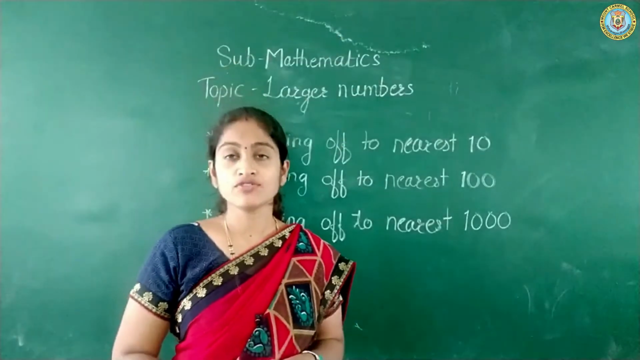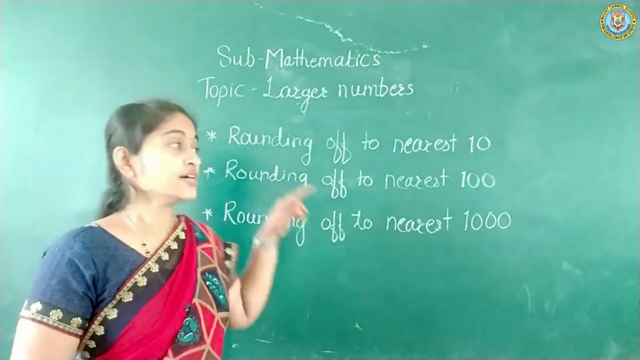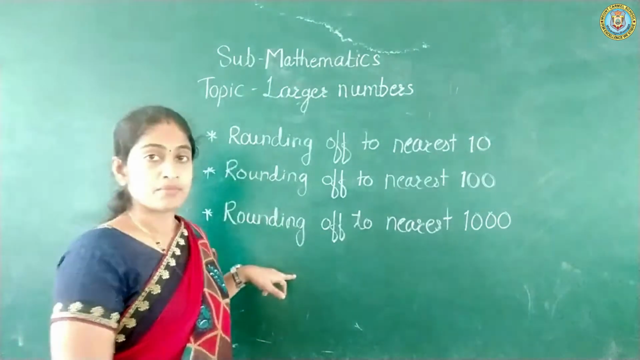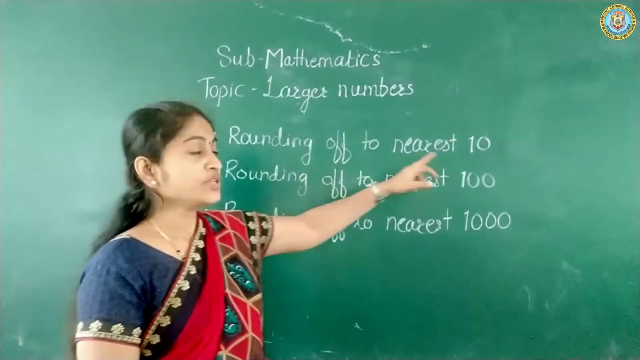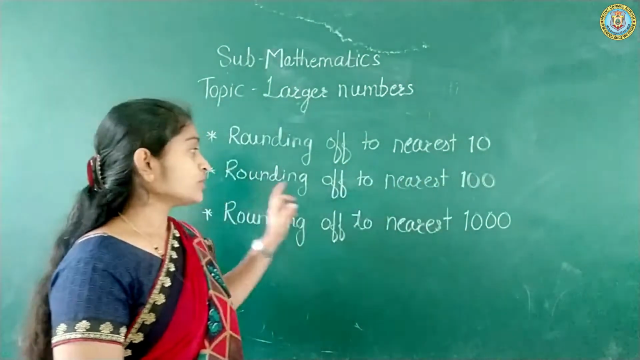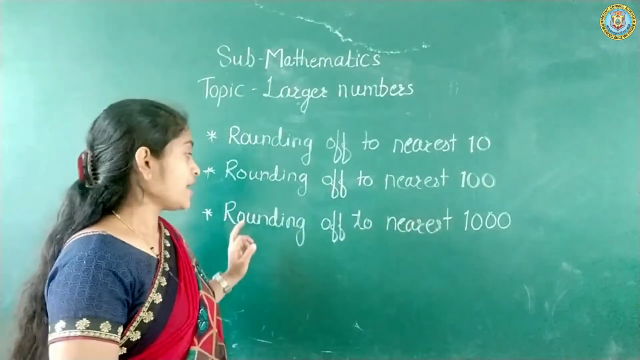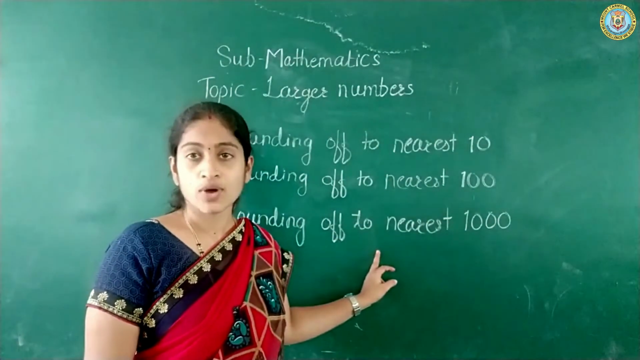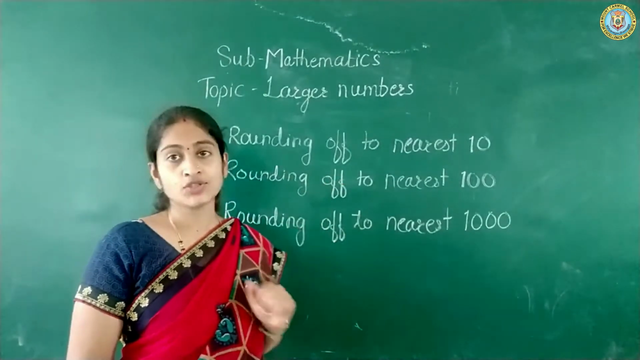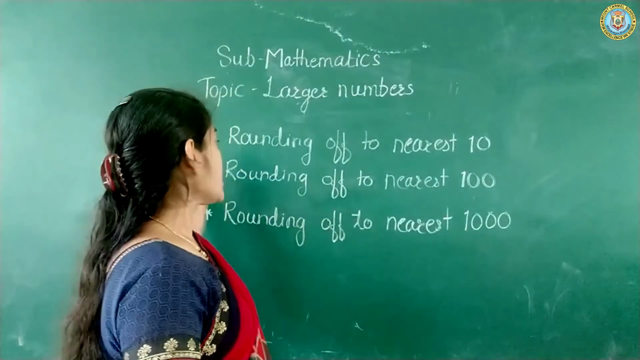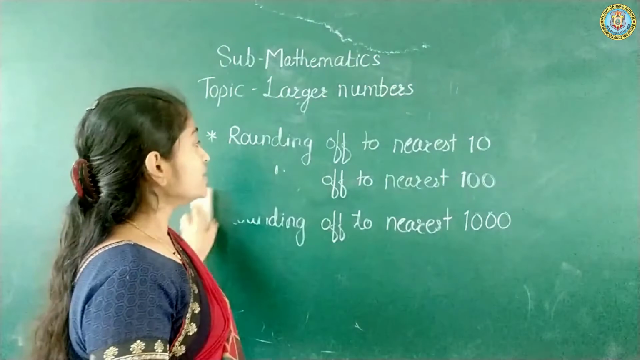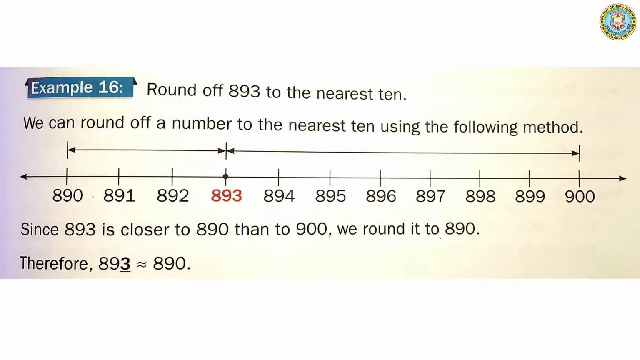In this rounding off concept, we will learn three types: rounding off to the nearest 10, rounding off to the nearest 100, and rounding off to the nearest 1000. We will see them one by one. We will start with rounding off to the nearest 10. You can see one example on your screen.